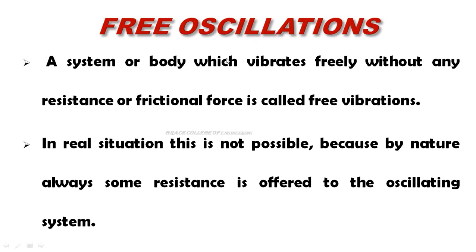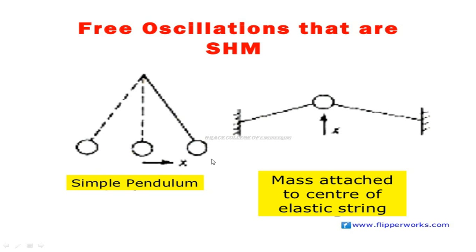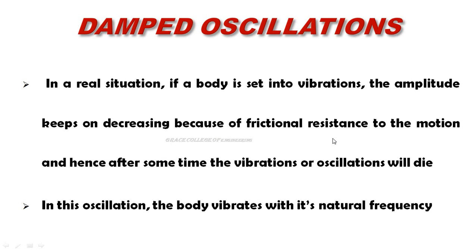So free oscillations means a system or body which vibrates freely without any resistance or frictional force. This is called free vibrations. In real situations this is not possible because some resistance is offered to the oscillating system. So these are examples of free oscillations: simple pendulum, mass attached to an elastic string.